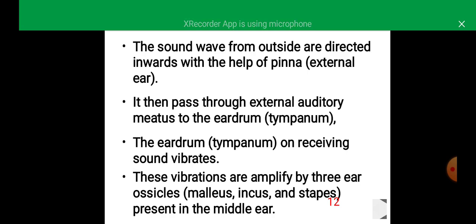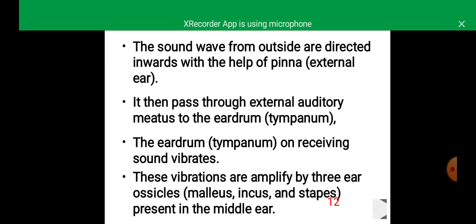The eardrum, on receiving the sound, now vibrates. This vibration is amplified because it will now carry out a long journey. It has to reach the brain, so it must be amplified. So what will amplify the sound? These three tiny ear bones, the ossicles, the malleus, the incus, the stapes, present in the middle ear, will amplify the sound so that it keeps on traveling.